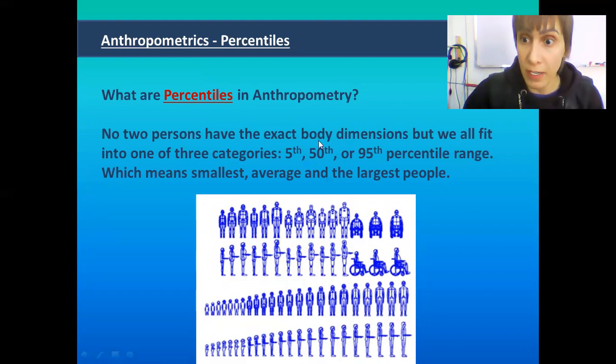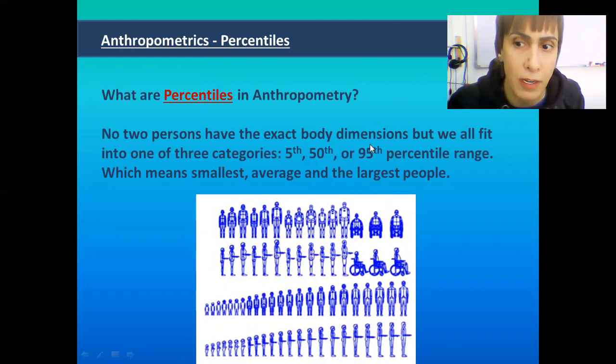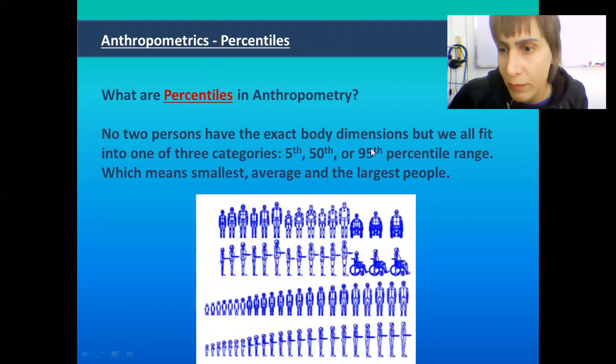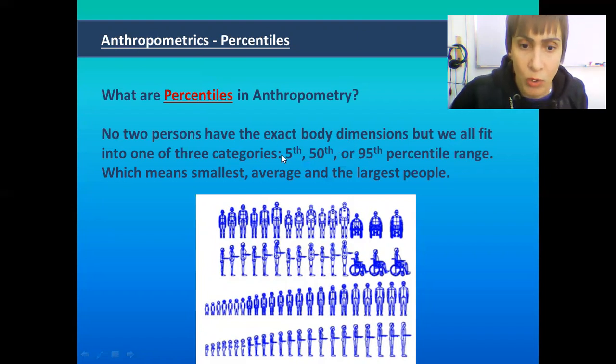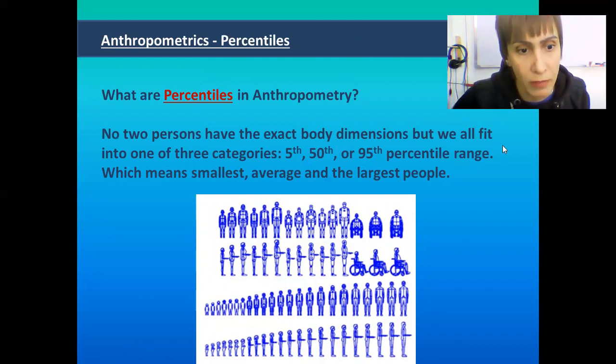In anthropometrics, they categorize people into the 5th percentile, the 50th percentile, or the 95th percentile. Now, the 95th sometimes varies. In tables, in anthropometric data, you will sometimes see 98 or 97.5, like variations, but it is still close to this number, okay? So people's measurements are put into these 3 categories to simplify things.